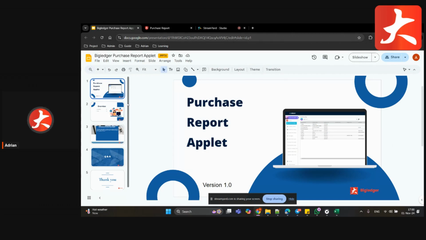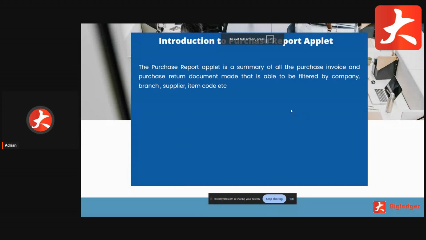Okay, so today we are going to go through the Purchase Report Applet. Basically, the Purchase Report Applet is just a summary of all the purchase invoice and purchase return documents that are made throughout the period of time based on your filtering.